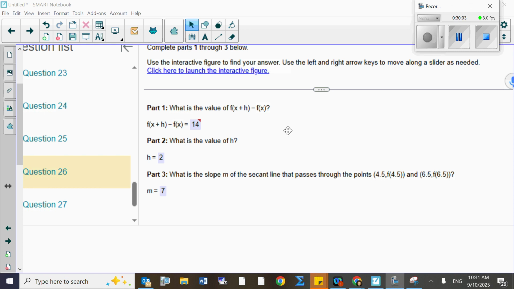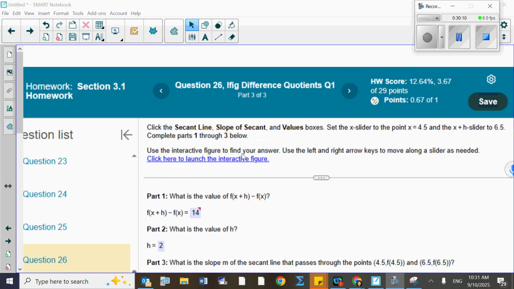You're going to use the same method to work on the other questions which have interactive figures to solve the questions. I hope this was helpful for you.